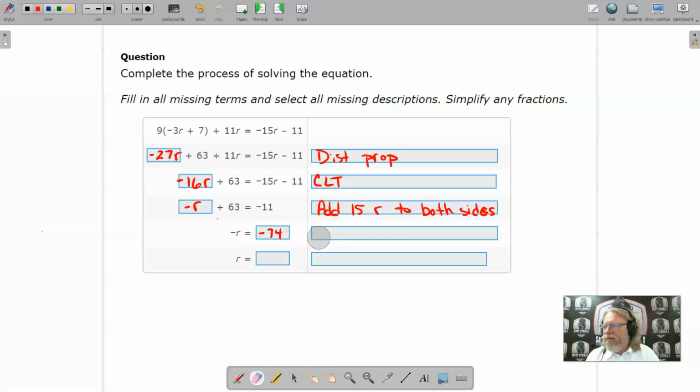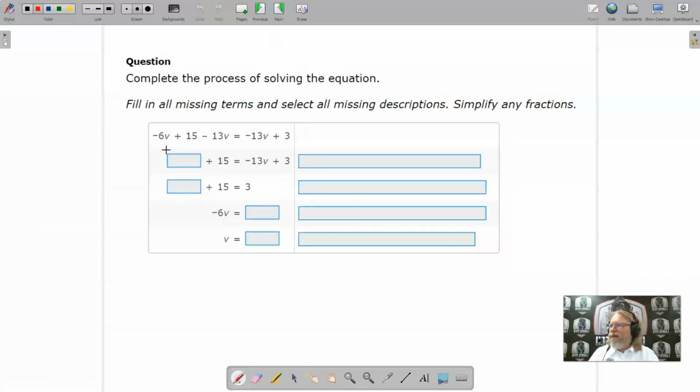And whenever we did that, I think they're going to say subtract. I better go ahead and put this here. They're going to say that we subtract 63 from both sides. I'm pretty sure they're going to say subtract. It could be we actually added a negative 63, but I think that the activity actually says that you subtract 63 from both sides. And now we're going to get r equals 74 because we divide both sides by negative 1.